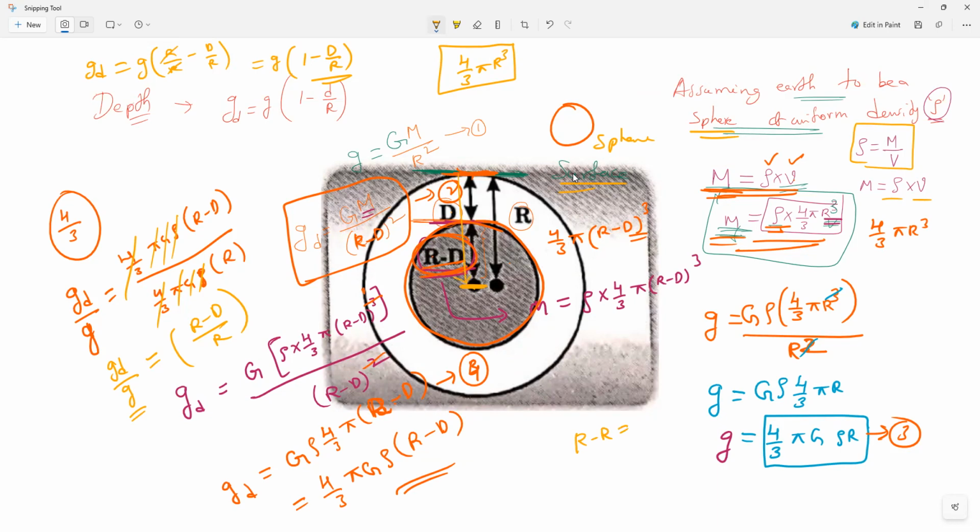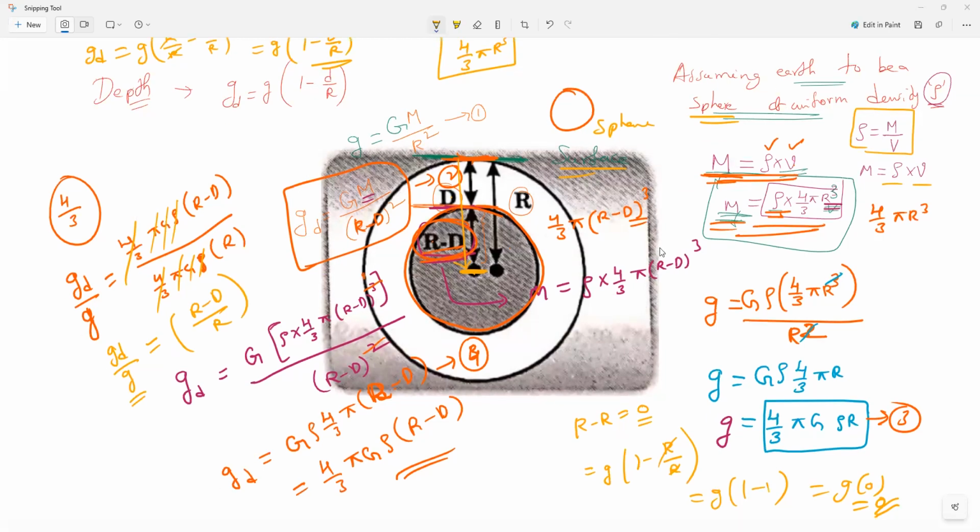So what is the distance between them? 0. So what will happen? In G into 1 minus D by R, depth also becomes R, radius also becomes R. So everything will get cancelled. So G into 1 minus 1. 1 minus 1 is how much, guys? 0. So at the center of any planet, what does the G value become? At the center of any planet, G value becomes 0.